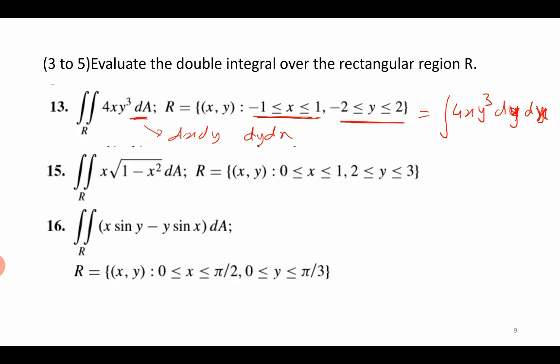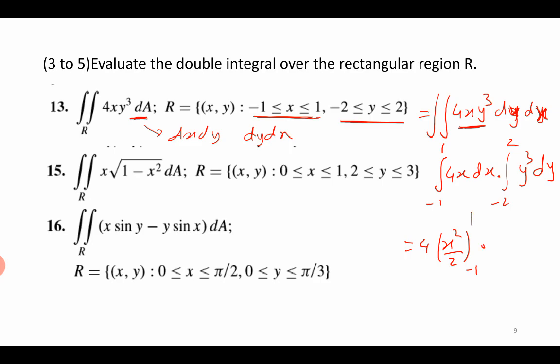You can separate this function because this function is separable. So for the double integral, I can integrate the first integral 4x dx, and the limit of x is negative 1 to 1, multiplied by the second integral, where the limit of y is negative 2 to 2, y cube dy. This is separable. The function of x is 4x, 4 is constant, you can keep the 4 outside. When you integrate x, it will be x square over 2, limit is negative 1 to 1. Second integration is y raised to 4 over 4 from minus 2 to 2. So apply the upper and lower limit. For this problem, you get 0. You can check. This is for problem number 13.